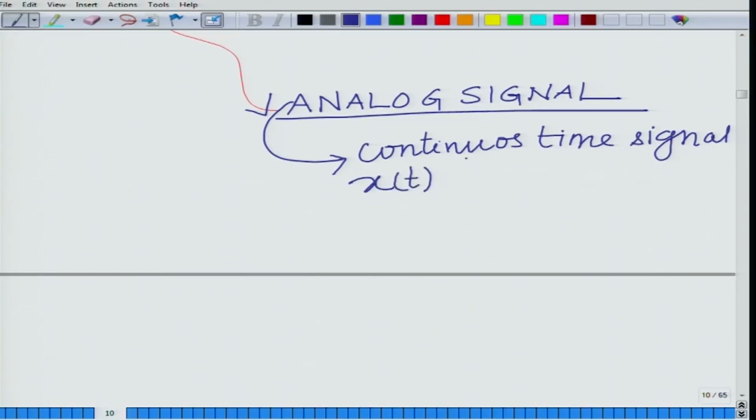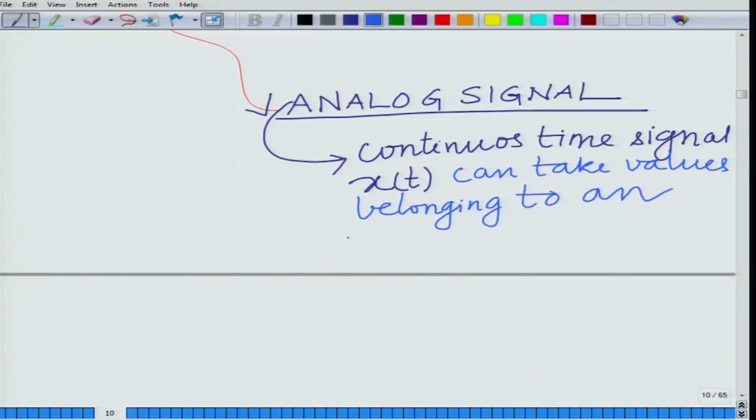x(t) which can take values, that is it belongs to (a, b), that is it can take any value belonging to an interval. Alright, it can take values over a continuous interval. Okay, so such a signal, which is a continuous time signal, is termed as an analog signal.